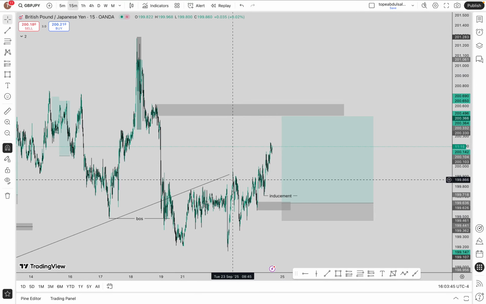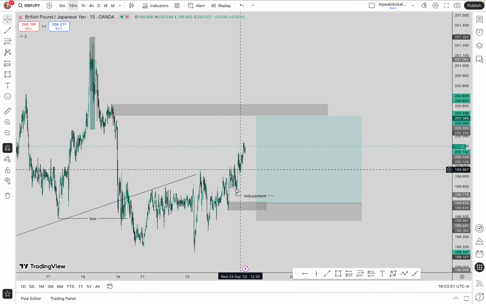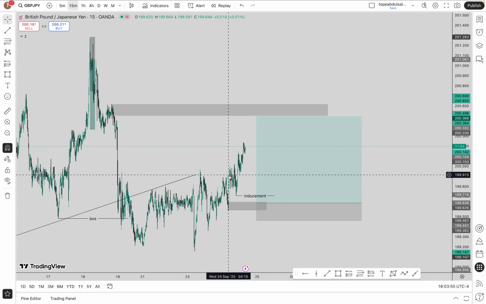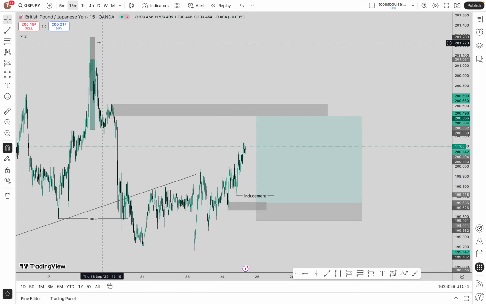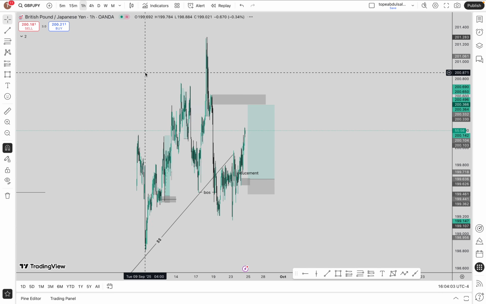GBPJPY trade. Today I wanted price to come and tap me in to take a sell to this place, but as you can see we have the inducement, but unfortunately price does not tap me in. But remember, I'm still bearish on the GU, and this is what the higher time frame looks like.